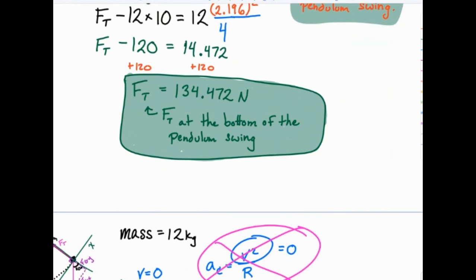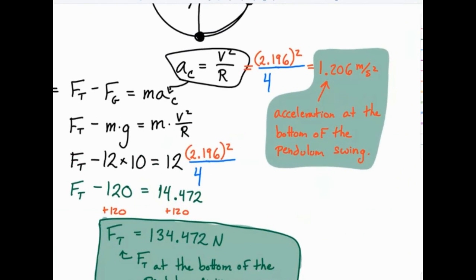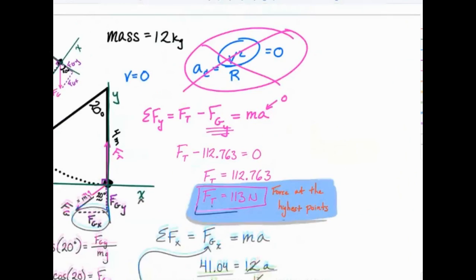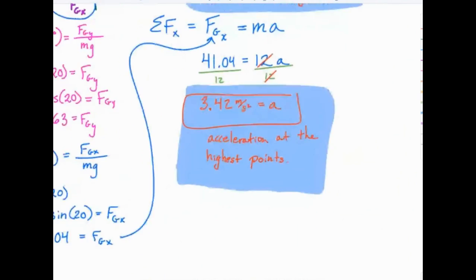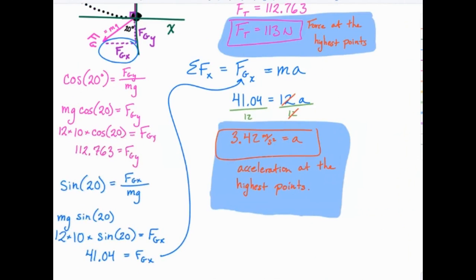So that's good because we said that the force at the bottom was going to be bigger than the force at the top. And then the other thing that we can check is the acceleration. So the acceleration at the bottom of the pendulum swing, I went ahead and plugged in the numbers and solved and got 1.206 meters per second squared. We said the acceleration at the top was bigger, and we definitely got that. So our acceleration was 3.42 meters per second squared at the highest points of that pendulum swing. So we're good. If you have any questions, please let me know.